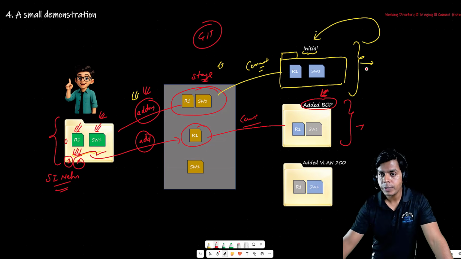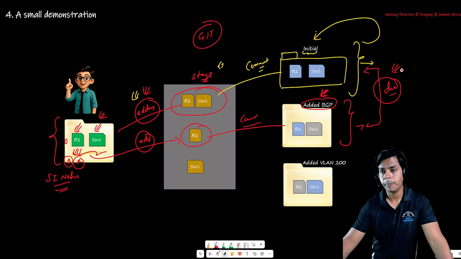Interesting. And if you ask what is the difference, this is the Git tool, this is the beauty of the Git tool. When you ask the difference, it is going to tell that in the initial or the edit BGP configuration, only R1 is changed with these 2 lines of code.